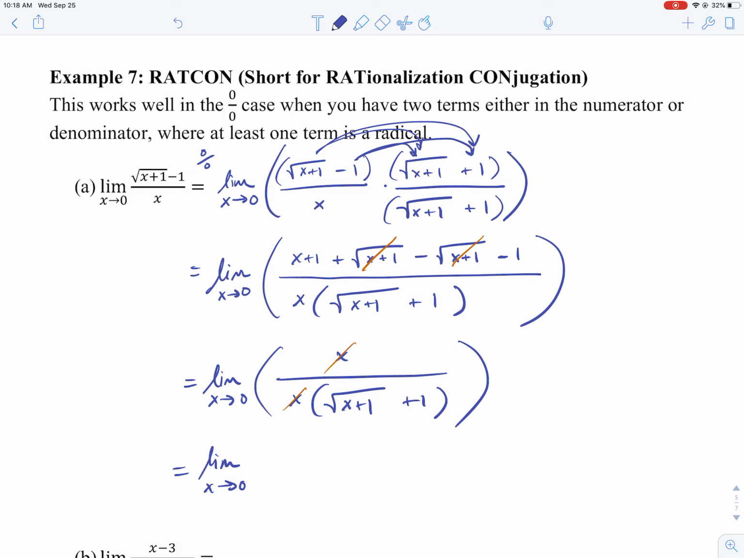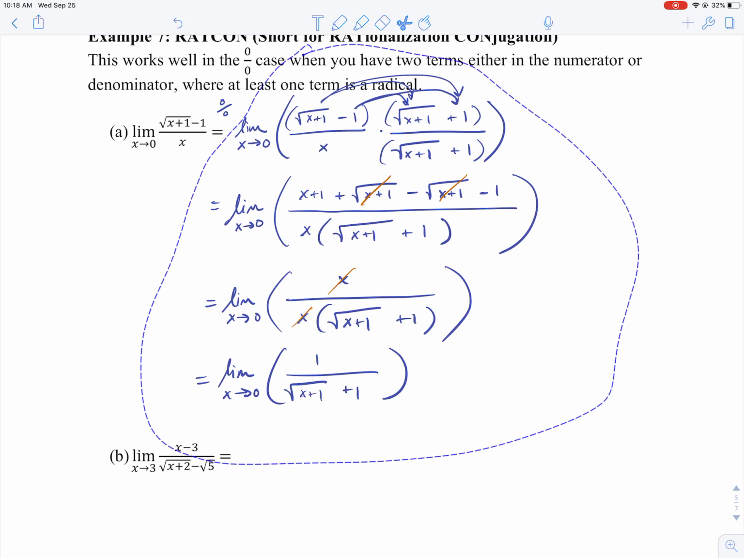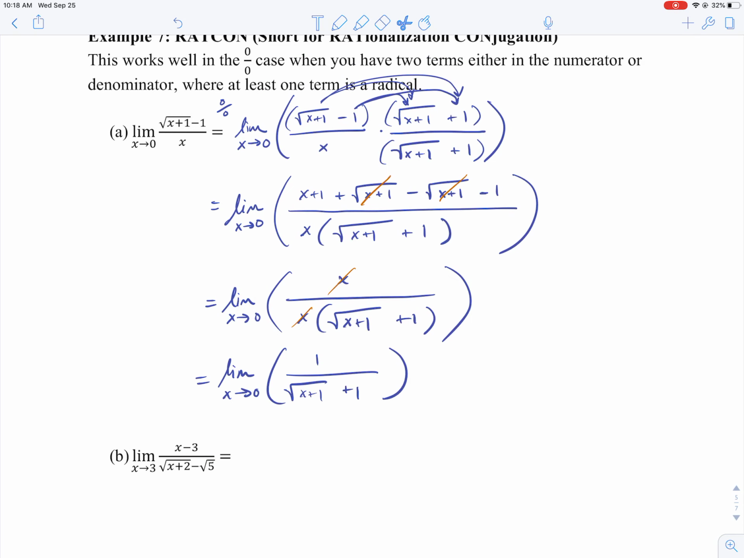So the limit as x approaches infinity of 1 over root x plus 1, where now we can use direct substitution. I'm going to resize this so it fits a little better. Okay, we're just going to go with it. So now when I try direct substitution, I'll have 1 over the square root of 0 plus 1 plus 1. That just simplifies to be 1/2. So that limit as x approaches 0 is 1/2.